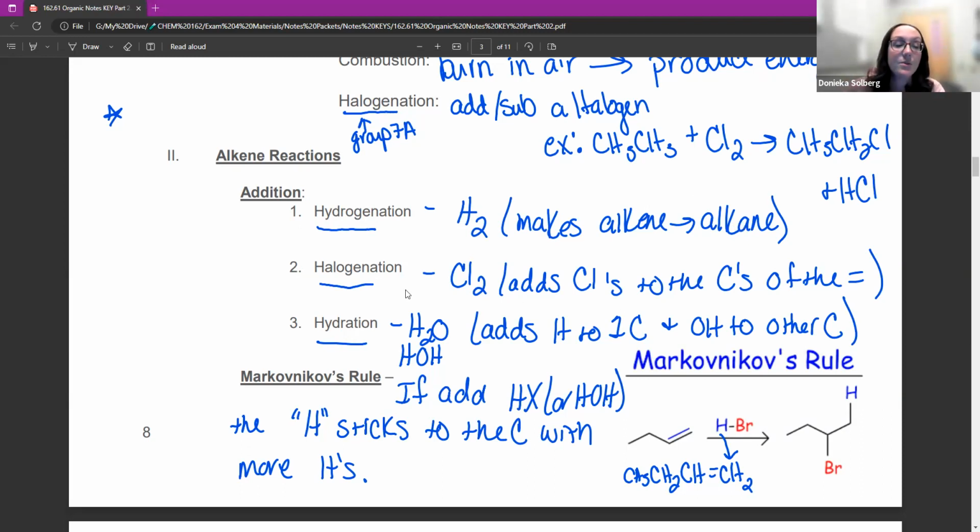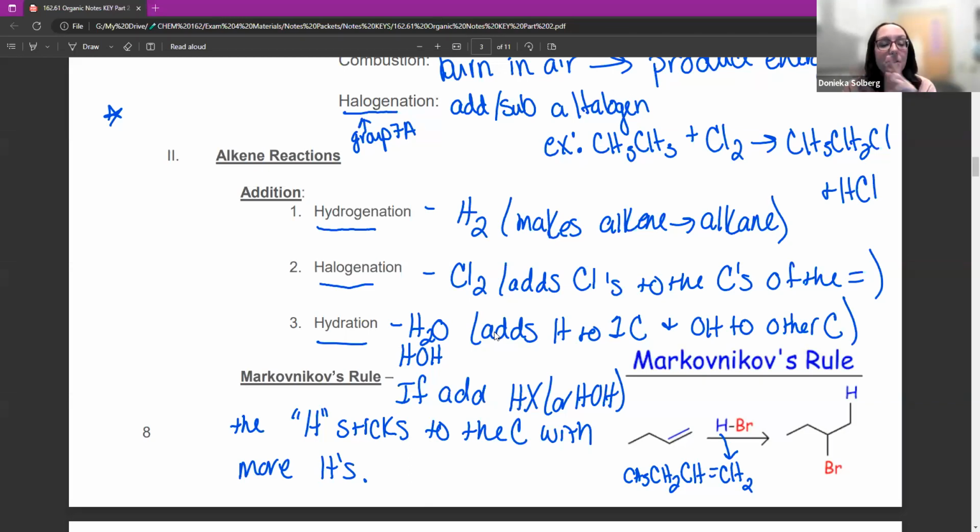I could also do halogenation. So instead of adding H2, I could add a halogen, so Cl2s. And what would happen is those chlorines would break the double bond and go on there, just like a hydrogen would. But now I have two chlorines on the carbons of that double bond. So break the double bond and the chlorines go on. So this is hydrogenation, this is halogenation. I can also do hydration, as the name implies. I am adding a water. So what that does is it, again, breaks the double bond. And on one, I will have a hydrogen. And on the other one, I will have an OH.